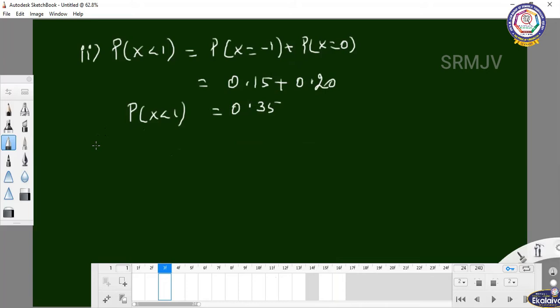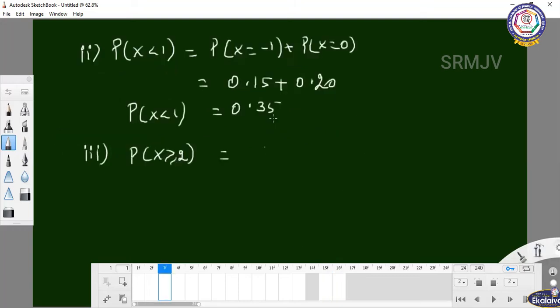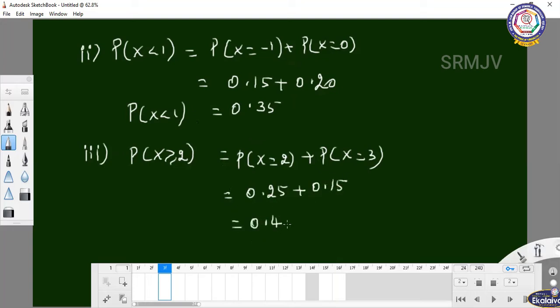Next, the third subdivision: P of X greater than or equal to 2. What are the two values we have that are greater than or equal to 2? 2 and 3, 0.25 and 0.15. So P of X equal to 2 plus P of X equal to 3 is 0.25 plus 0.15. So the answer is what? 0.40.